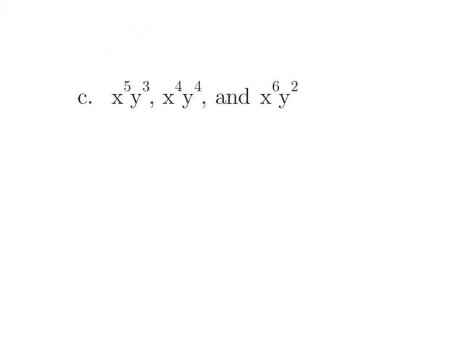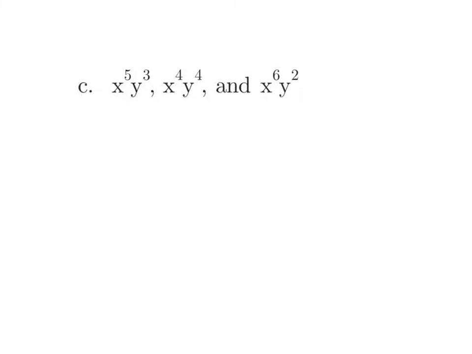And finally, our last example, we have x to the 5th y cubed, x to the 4th y to the 4th, and x to the 6th y squared. So starting with the x's, remember we want to take each variable individually. So starting with our x's, we have 5, 4, and 6. What is the most that they have in common? Well, 4 is our smallest exponent, they all have at least 4 x's. So that is going to be in our GCF.